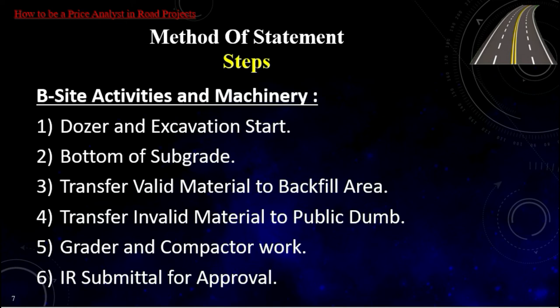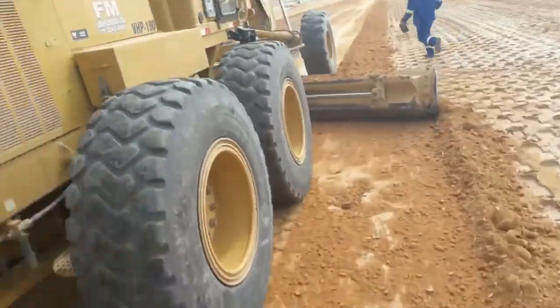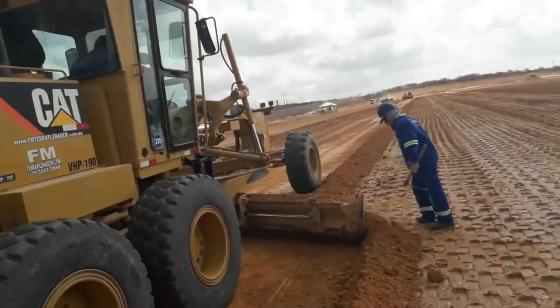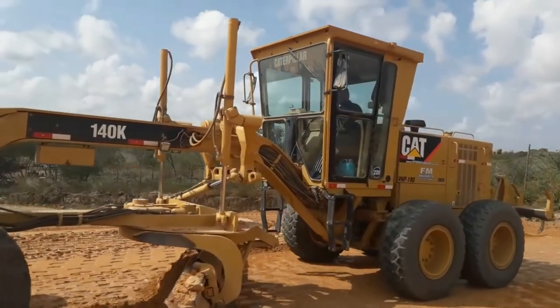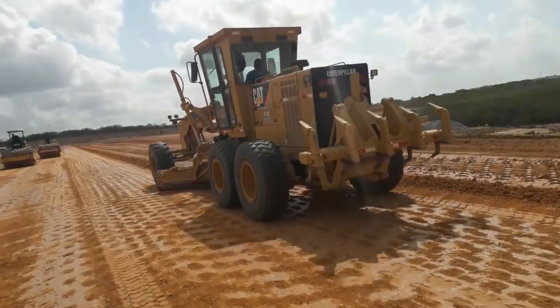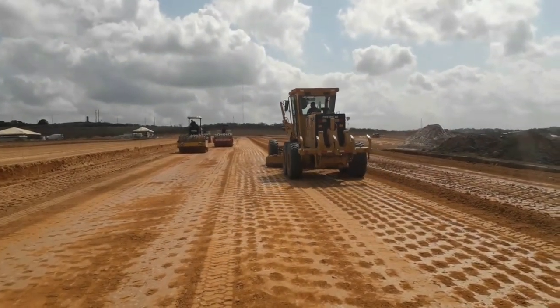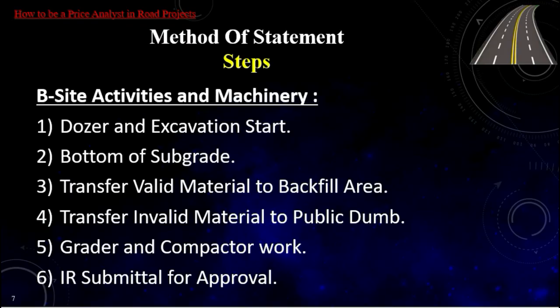5. Grader and compactor work. After reaching the approximate levels of bottom of subgrade, the grader equipment starts to perform the final grade levels, water spraying, and compaction, adjusting the cross slope and superelevation. 6. Inspection request submittal to the supervision for approval.